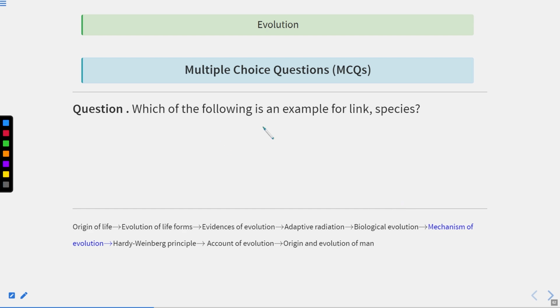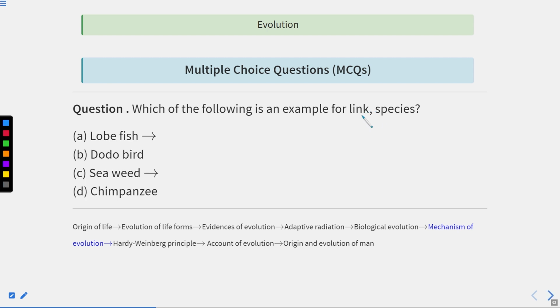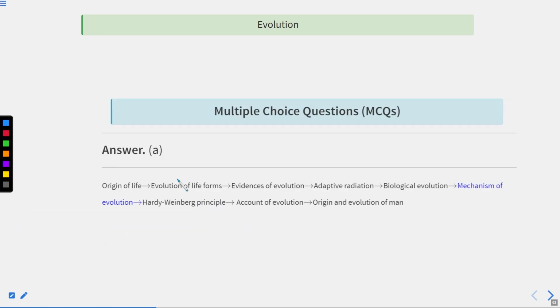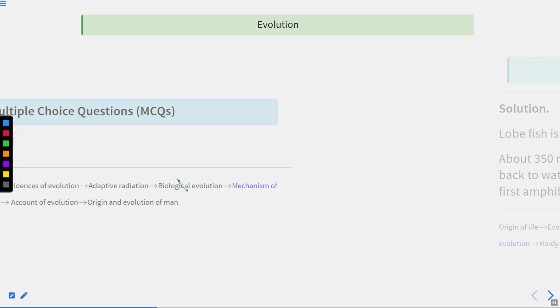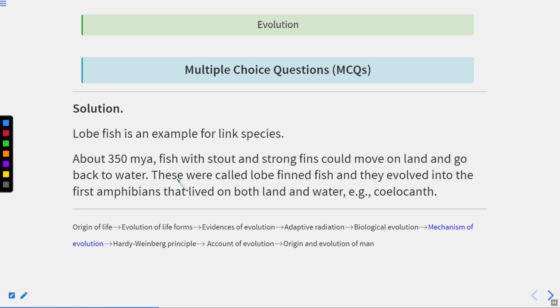Which of the following is an example of link species? Okay, let's have a look at the options. First option is lobefish. Second is dodo bird. Third option is seaweed. And fourth option is chimpanzee. So option A, lobefish, is the correct answer here. So let's see. The lobefish is an example of link species.